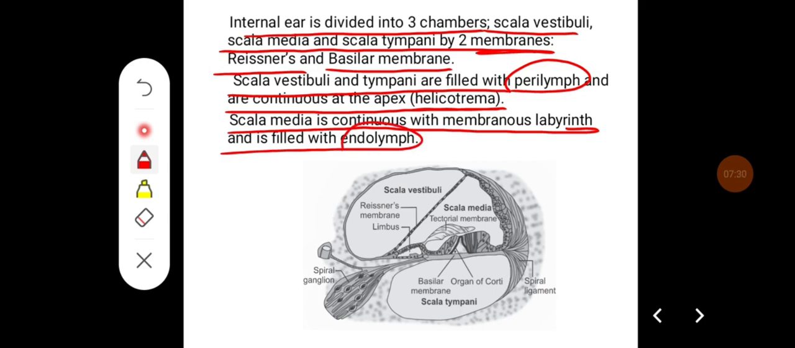Here you can see the cross section of the cochlea, in which the two membranes, the basilar membrane and Reissner's membrane, divide the canal into three parts: scala vestibuli, scala media, and scala tympani. Scala vestibuli and scala tympani are continuous and have perilymph in them, whereas scala media is filled with endolymph. And here you can see the organ of Corti, which is a sense organ of audition and harbors many hair cells.